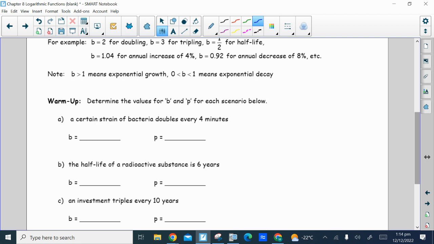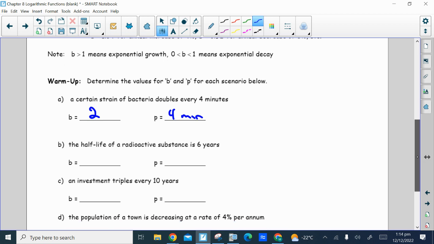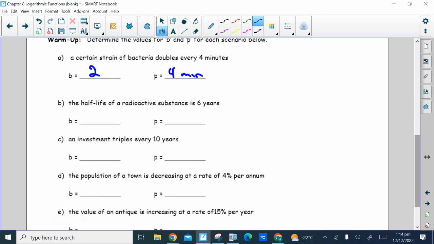If a certain strain of bacteria doubles every 4 minutes, then b would be 2 because it's doubling, and p would be every 4 minutes. That's the growth period. If you have a half-life of a radioactive substance being 6 years, then b, the base, would be a half, and p, the period, would be 6 years. That is how long it takes for that substance to be cut in half. An investment triples every 10 years, so b would be 3, and the growth period would be 10 years.